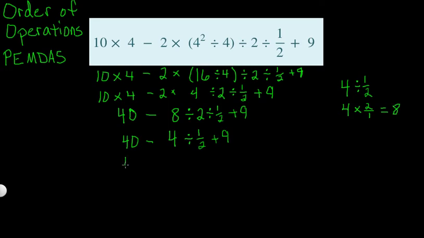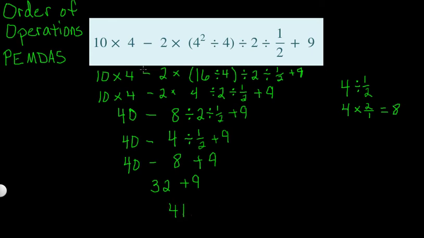All right, so then this becomes 40 minus 8 plus 9. So now we have addition and subtraction. So addition and subtraction, we just solve it from left to right. So we say 40 minus 8, that is 32. So we have 32 plus 9. And then 32 plus 9 is 41. And so that's our answer.